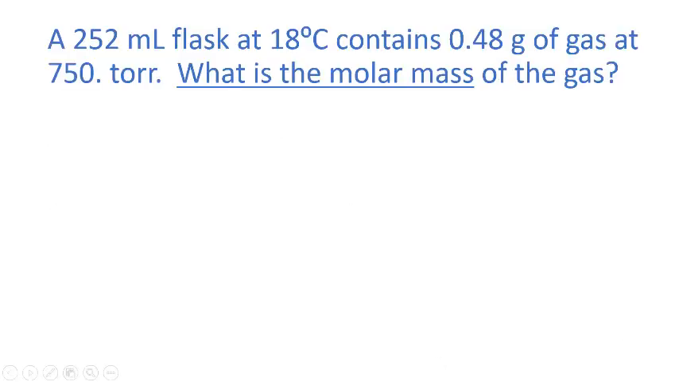A 252 milliliter flask at 18 degrees Celsius has 0.48 grams of gas at 750 torr. Torr is a unit of pressure, and it's the same as an mmHg, millimeters mercury. What is the molar mass of the gas?